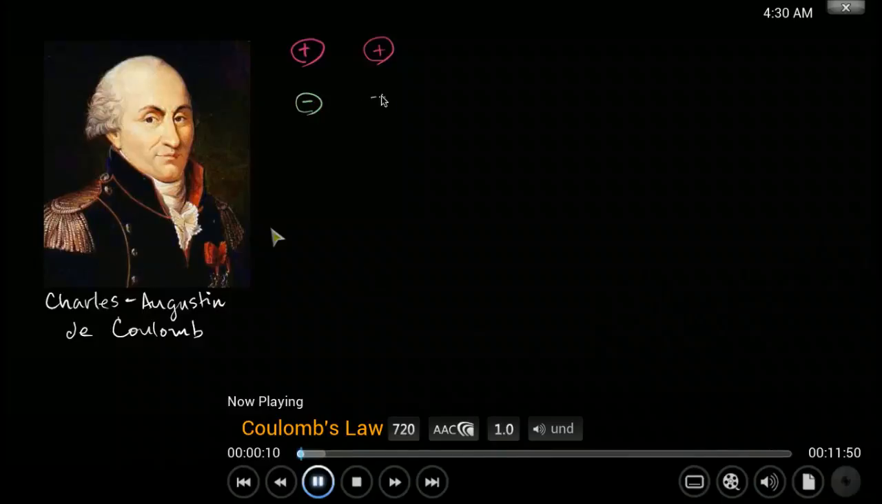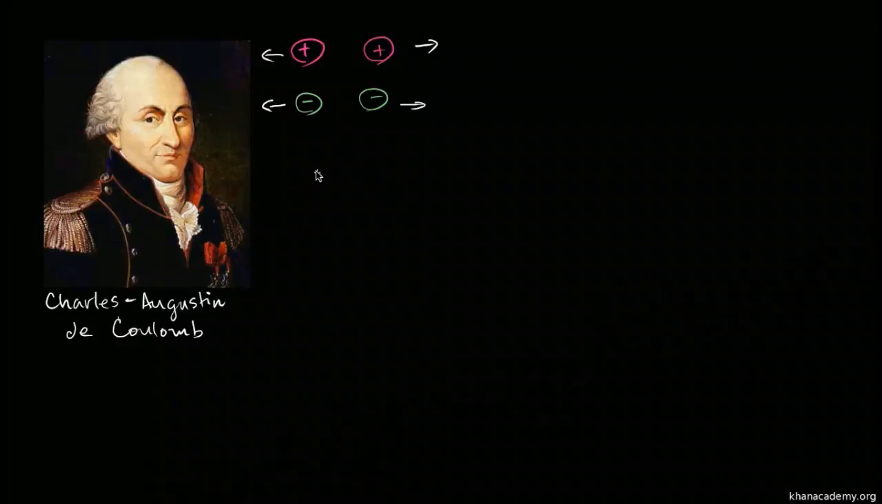Both negative, then they are going to repel each other. So in either of these cases, these things are going to repel each other. But if they have different charges, they're going to attract each other. So if I have a positive and I have a negative, they're going to attract each other.